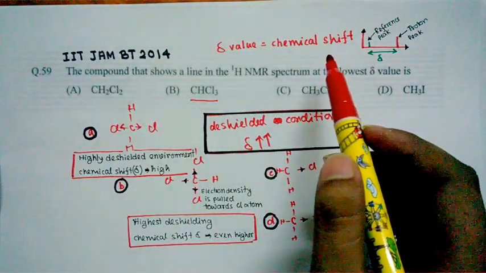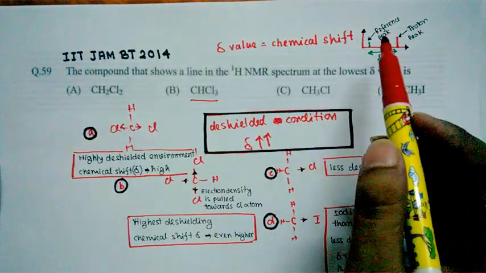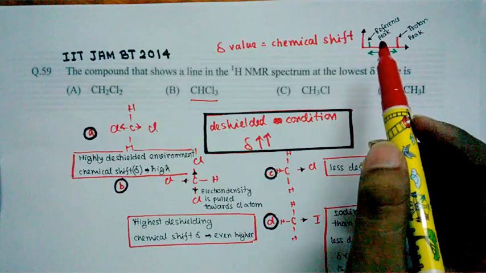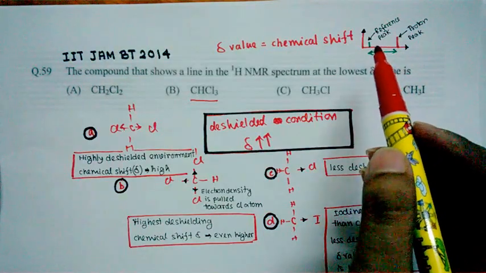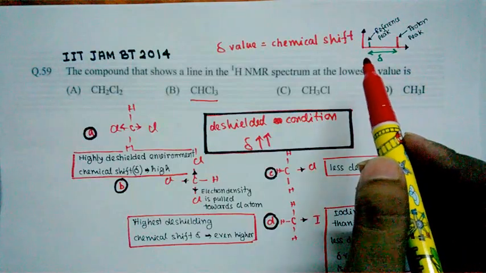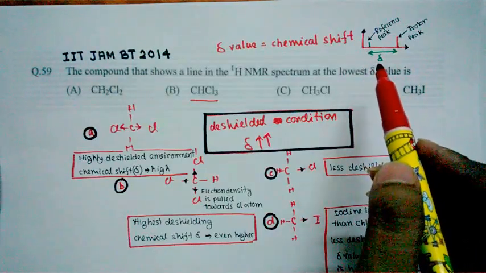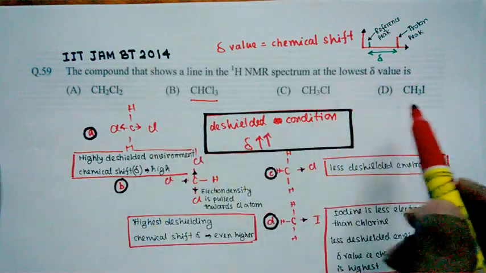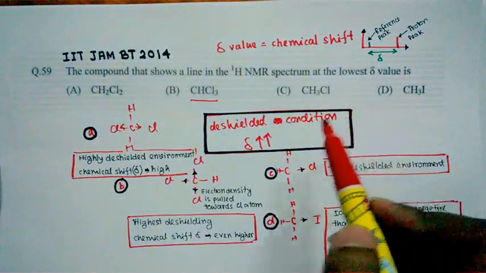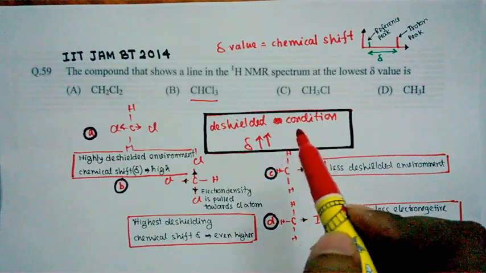What is chemical shift? Chemical shift is simply how our sample peak is deviated from the reference peak, that means the TMS reference peak. How much our sample peak is deviated from the TMS reference peak would give us the measure for the delta value. Now for this kind of question, our approach should be to find the de-shielded condition around the hydrogens.